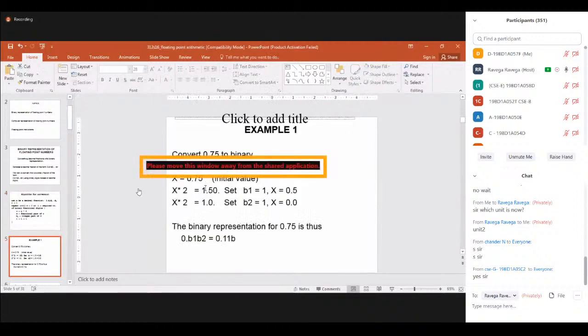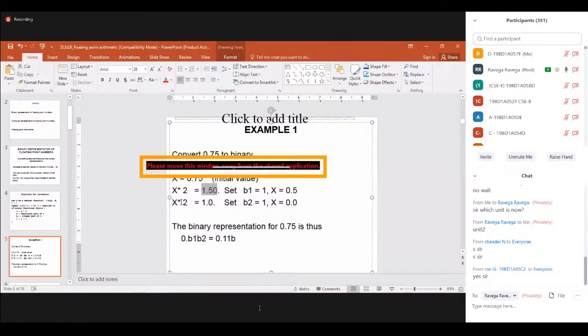Now this value is taken as x and multiplied again, repeating the loop. 1.5 into 2 is 1.0. The binary part is taken as b2, that is 1, and the fractional part 0.0 is taken as x. Thus the binary representation of 0.75 is given as 0.b1 b2. What is b1? 1. What is b2? 1. So the conversion of 0.75 into binary is 0.11. Hope now it is clear.